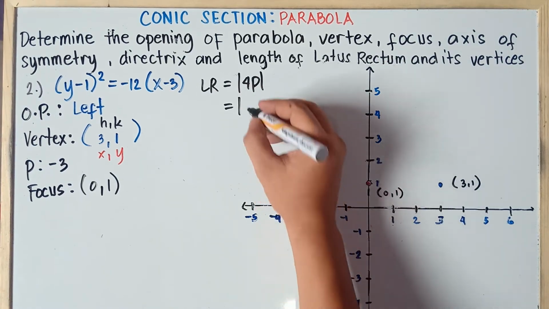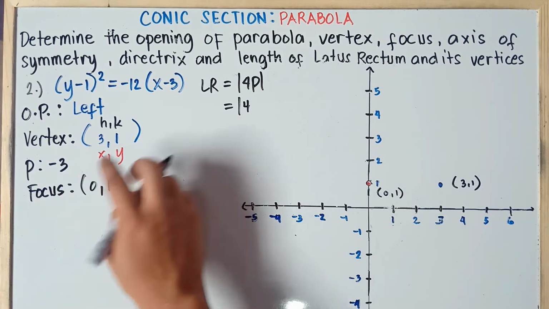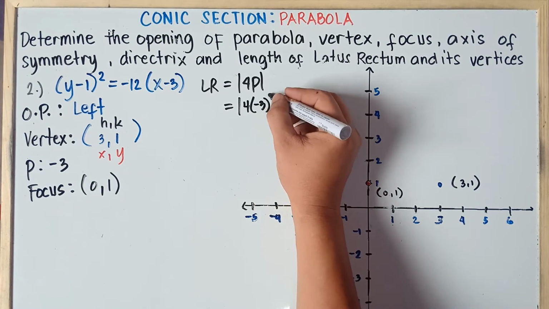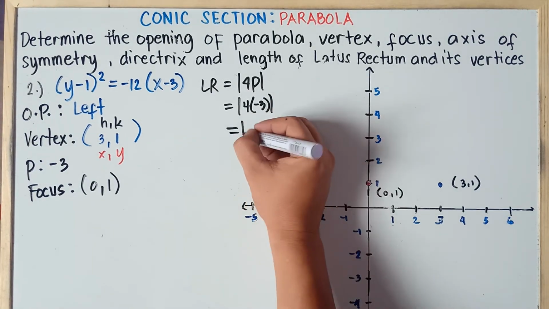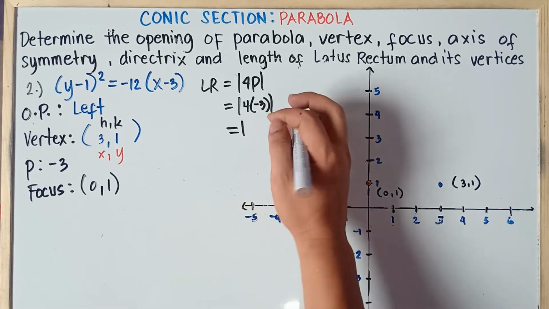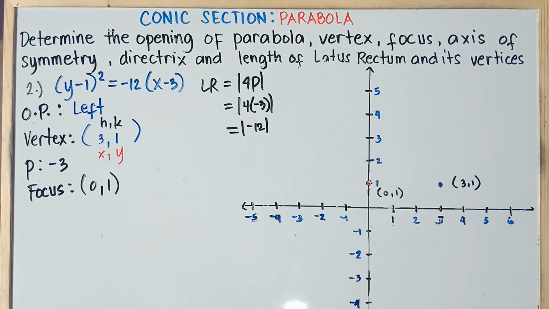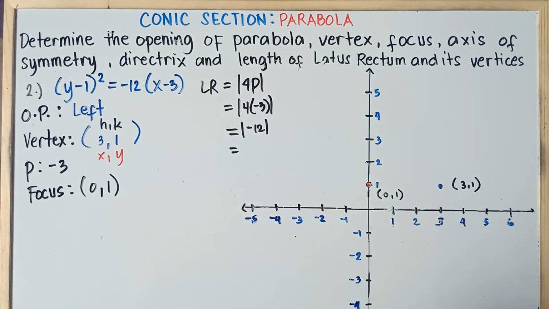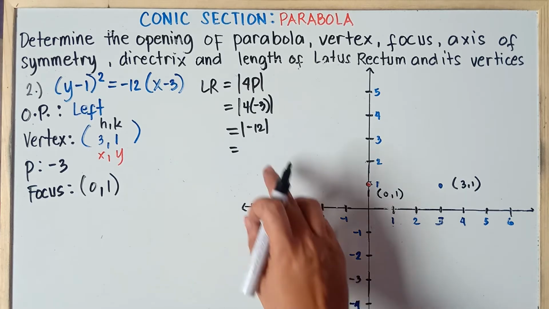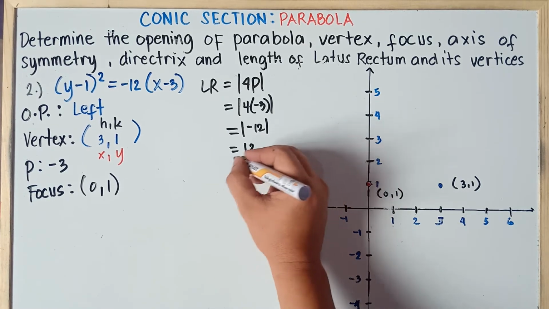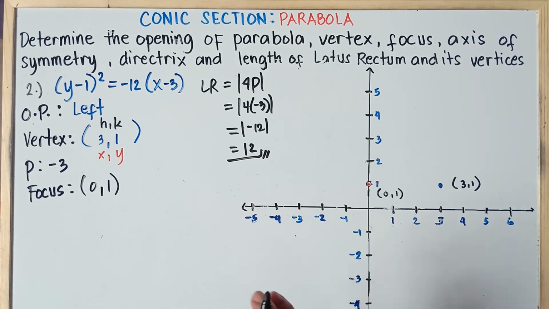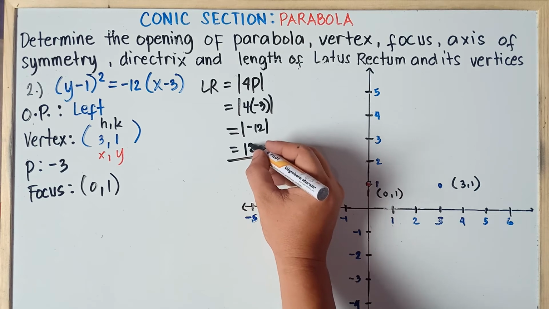So absolute value of 4, and our P is negative 3. 4 times negative 3. So absolute value of 4 times negative 3, that would be negative 12, right? And the absolute value of negative 12, absolute value of a number, class, is always positive. Absolute value of negative 12, that would be positive 12. Always remember that one, class. Okay, so the answer is positive 12.